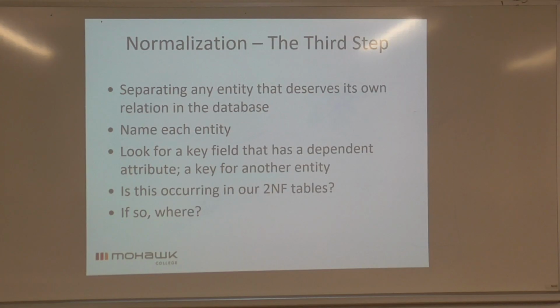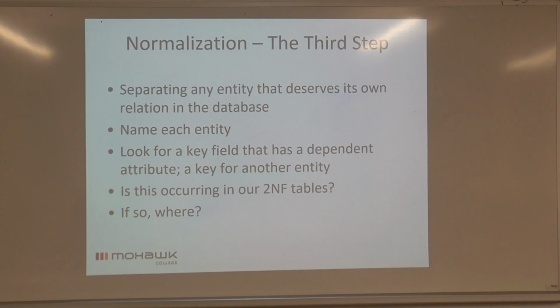So, separating any entity that deserves its own relation in the database is the purpose of the third normal form. Another way of saying this, we are separating any properties, any attributes which are dependent on something other than the key. And we're making them their own table. Description, and it was unit cost. Boom.